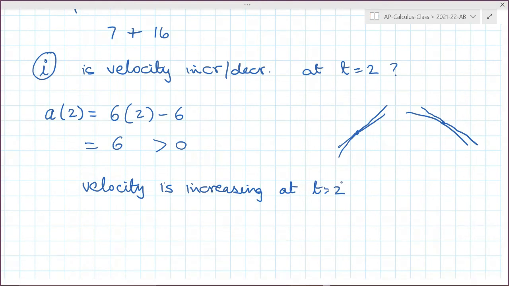Acceleration is rate of change of velocity. If rate of change is positive, then that thing is increasing. And if rate of change is negative, that thing is decreasing.